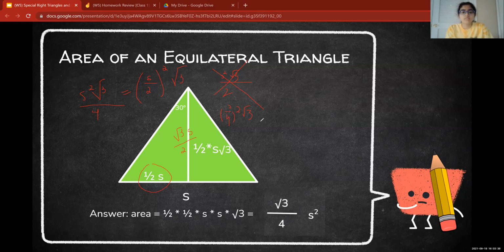So don't do those. Remember that if you have trouble remembering the area, then you can just draw the triangle out, and you can find the height and the base of it. You can find the height of it given the side length, and then multiply that by the base, and you will get the same answer, right? Although that might take some time. And does anyone have any questions on that?